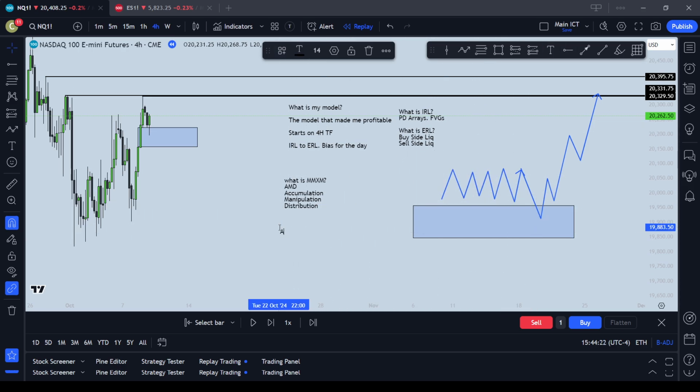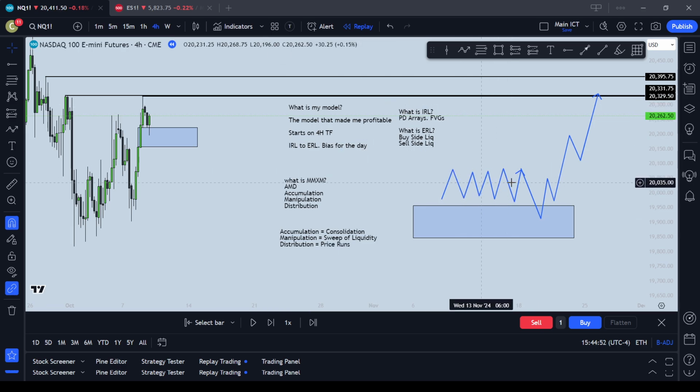Let me break this down. Accumulation equals consolidation. Manipulation is what you would call a sweep of liquidity. And distribution is when price actually runs in the direction that you want it to go, right? So this is your accumulation.